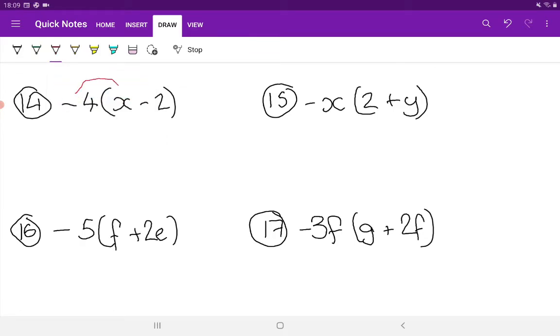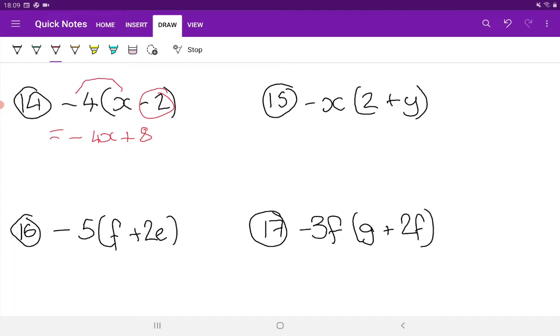We've got minus 4 times plus x. Negative times a positive is a negative. 4 times x is 4x. We've then got negative 4 times negative 2. Negative times a negative is a positive now, guys. So minus 4 times minus 2 is positive 8. So we need to be really careful with those signs there.